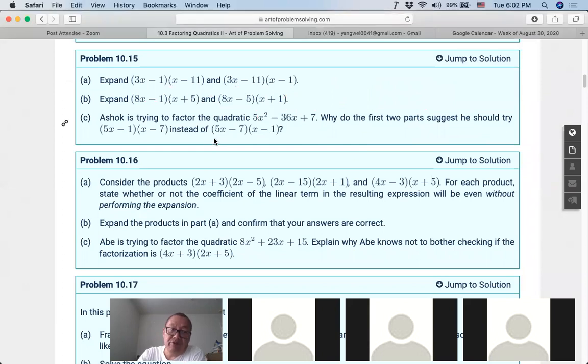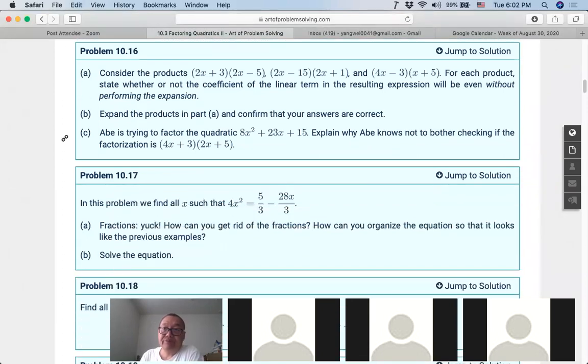Now let's go to 10.16. See, this problem asks you to consider products of 2x plus 3 and 2x minus 5, then 2x minus 15 and 2x plus 1, and 4x minus 3 and x plus 5. For each product, state whether or not the coefficient of the linear term in the resulting expression will be even without performing the expansion. Okay, so they ask you to consider these 3 products, but don't expand them, okay?